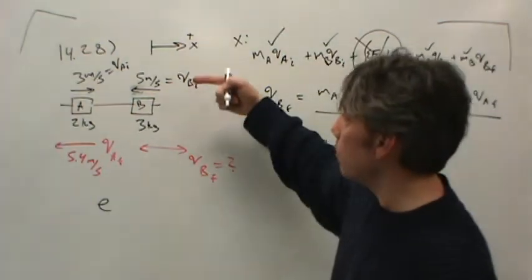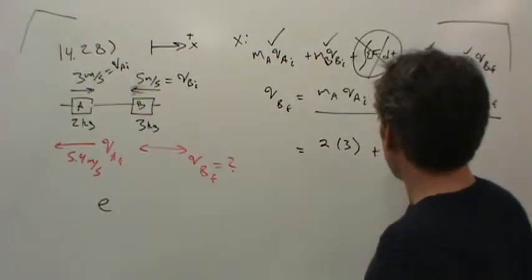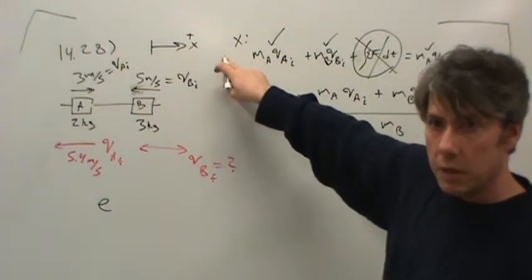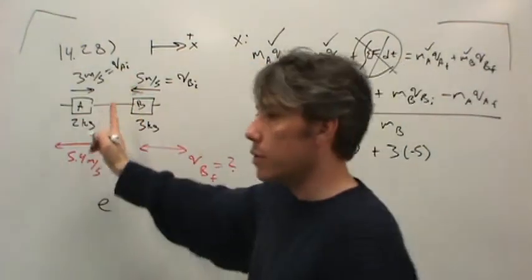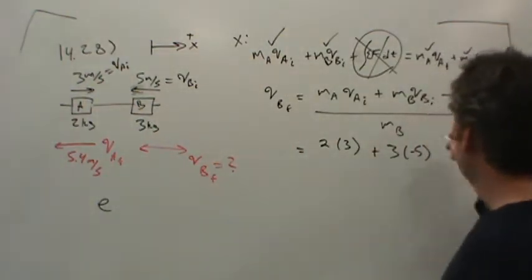Be really careful about that. B is moving opposite of the coordinate system. So I have to plug in a negative 5. Remember, this is a vector equation. I just wrote one component of it. Okay? The other component's not interesting. And then, in fact, the other two components are not interesting. Okay, so be careful about that.